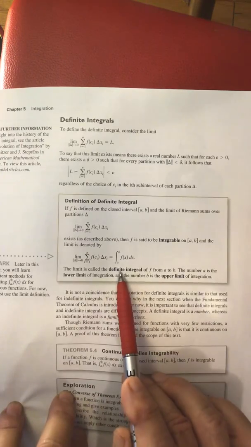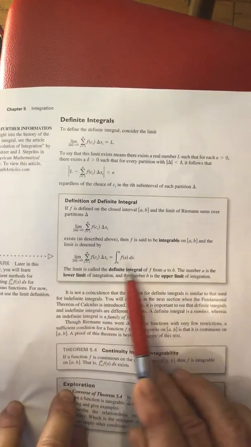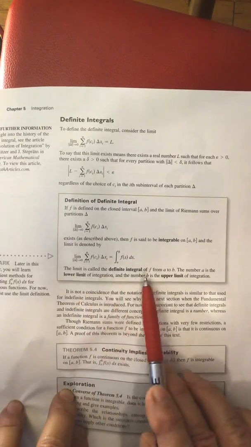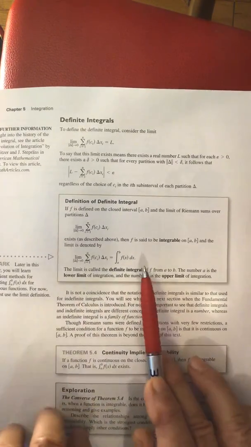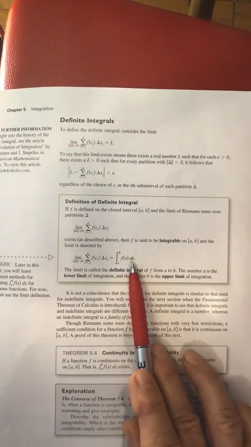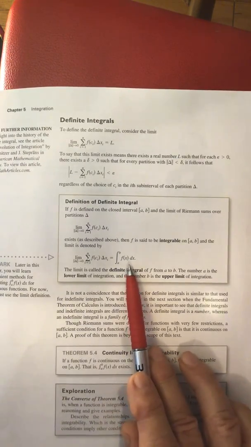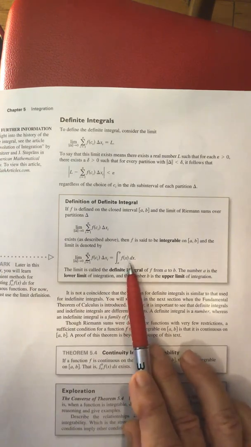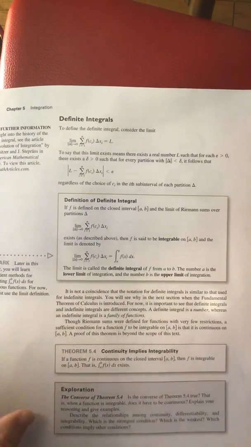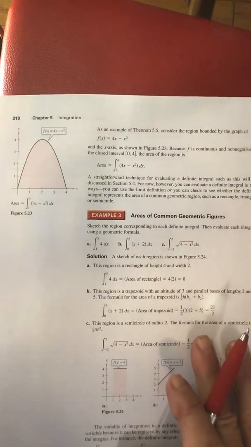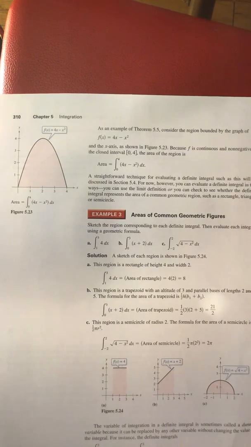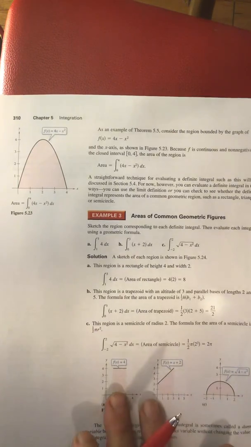It's called the definite integral. a is the lower limit of integration, b is the upper limit of integration. So this is called the definite integral. Okay? We'll talk in the next section of how to evaluate that. Just want you to see that there's such a thing. The definite integral is related to area under the curve.